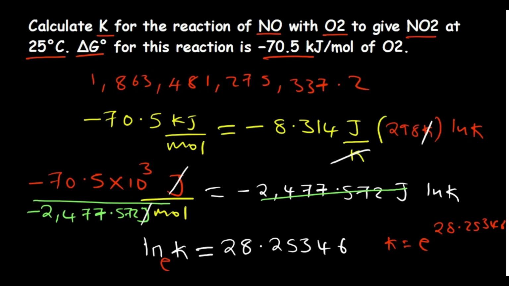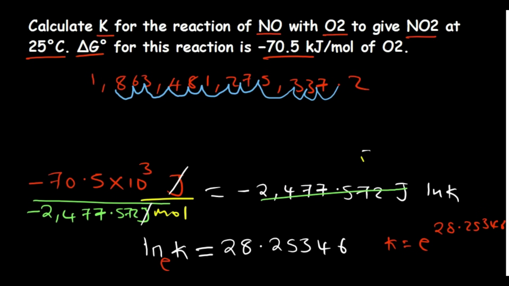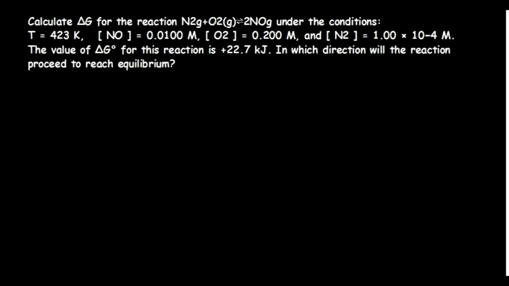Let's try to count. 1, 2, 3, 4, 5, 6, 7, 8, 9, 10, 11, 12. So we have 12. We've moved 12 times. So that becomes 1.9 because of the 6 there, times 10 to the power 12. That's the value of our K in this case. We can move on and look at the other question.